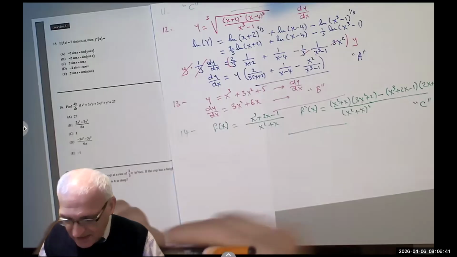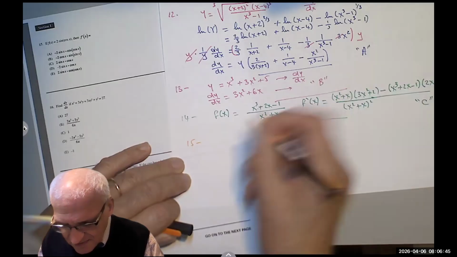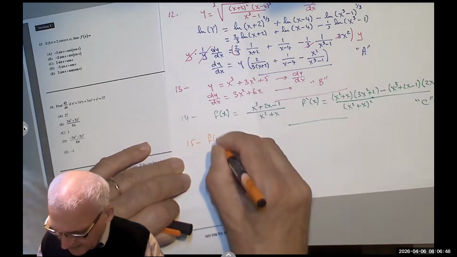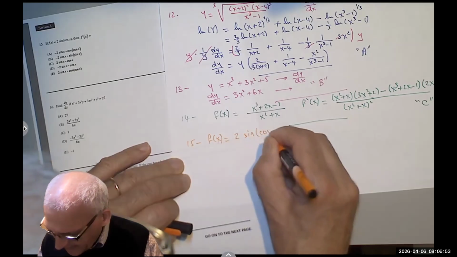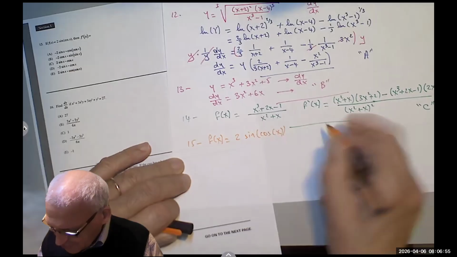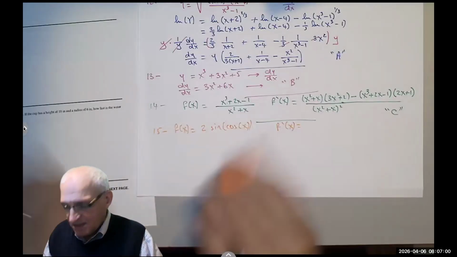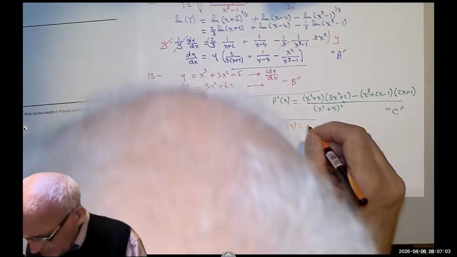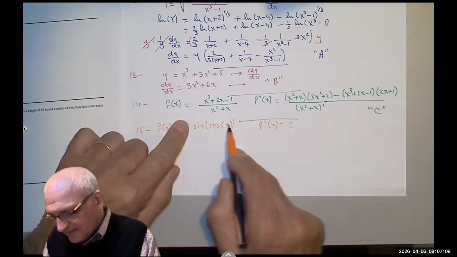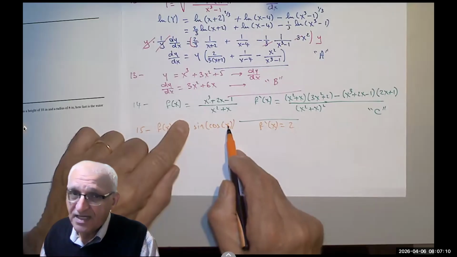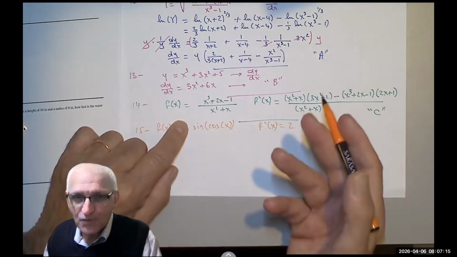Okay, 15 says also they want a derivative. That's too many derivatives. f of x equals 2 sine of cosine of x. So chain rule right away. Chain rule is very easy. I think I went over a session to explain how you do it. 2 is a constant. You see, you have a sine and a cosine. And if this wasn't x, if it was like 3x or x squared or square root of x, then you would have 3 things. But here we only have 2 things.